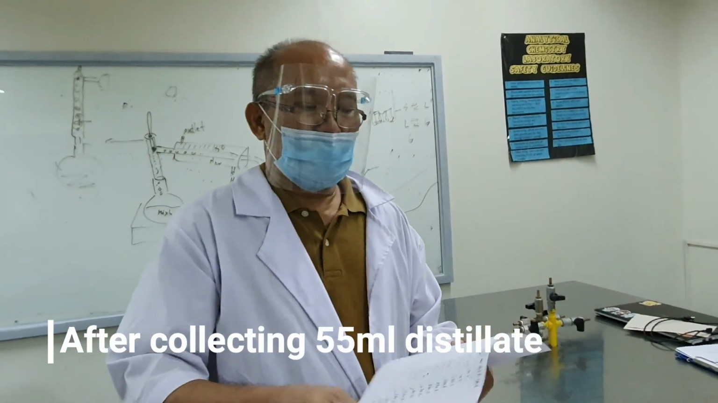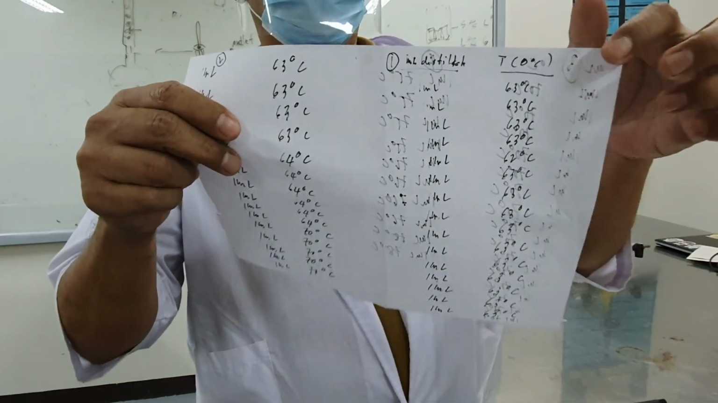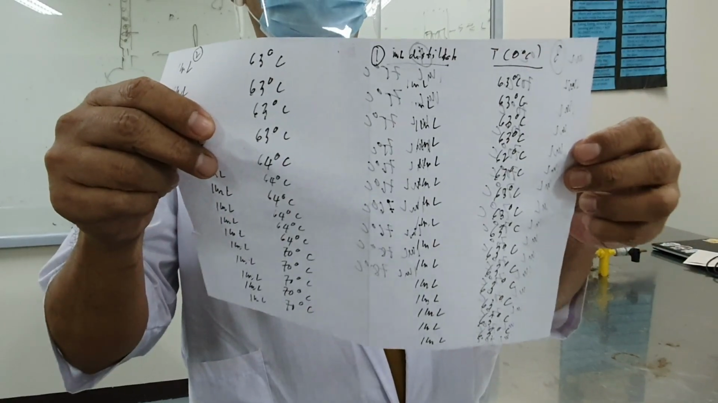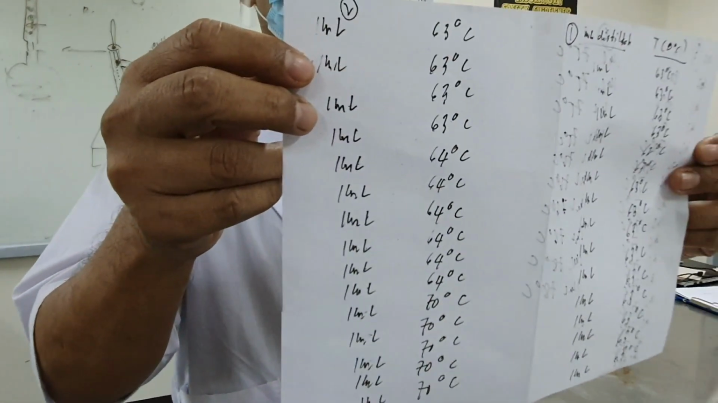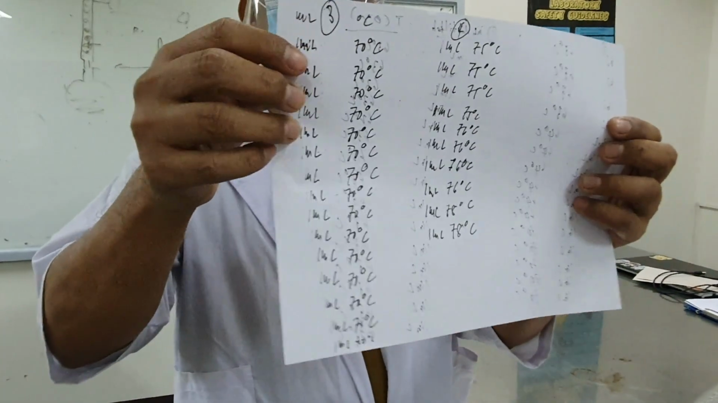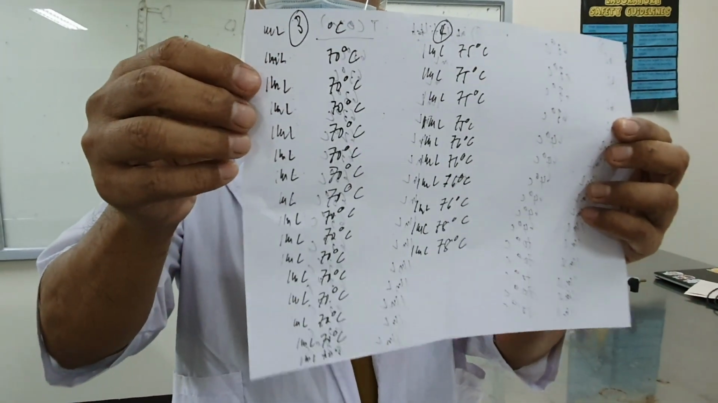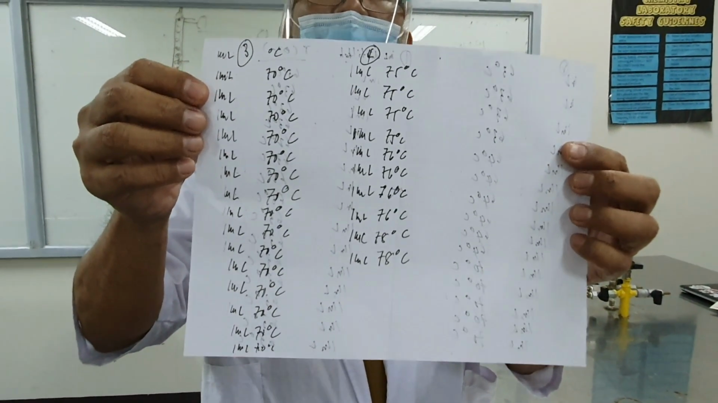Okay, so this is the first data, class. The one with the encircle, that is number 1. Then here, number 2. And then at the back, number 3. And then, number 4. Okay?